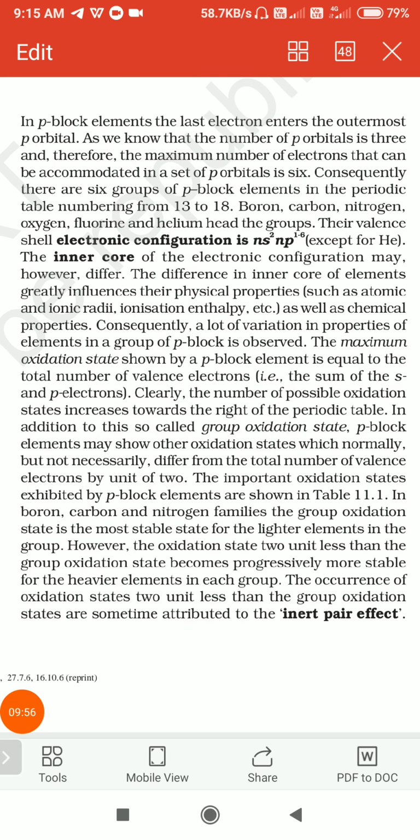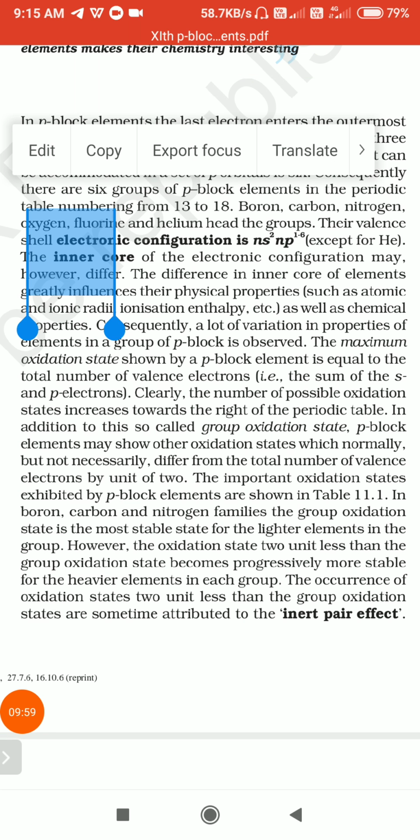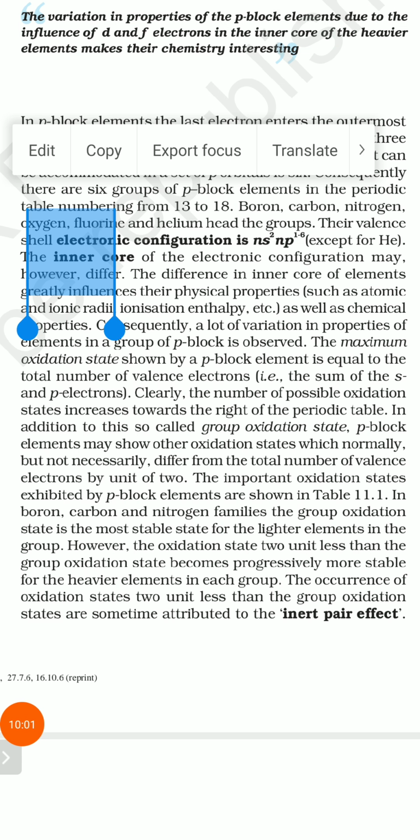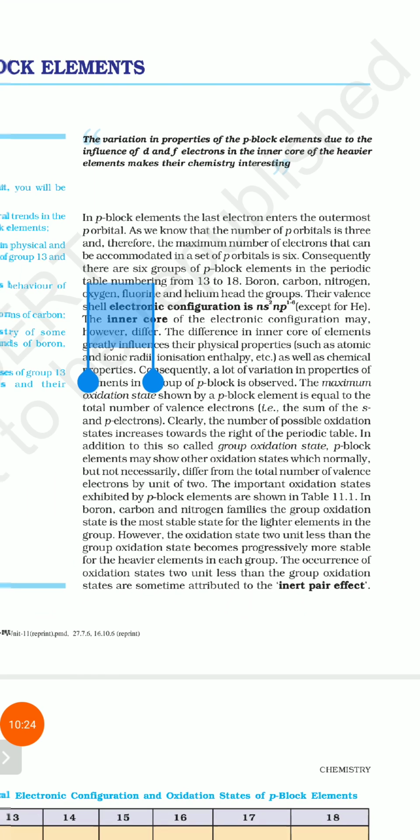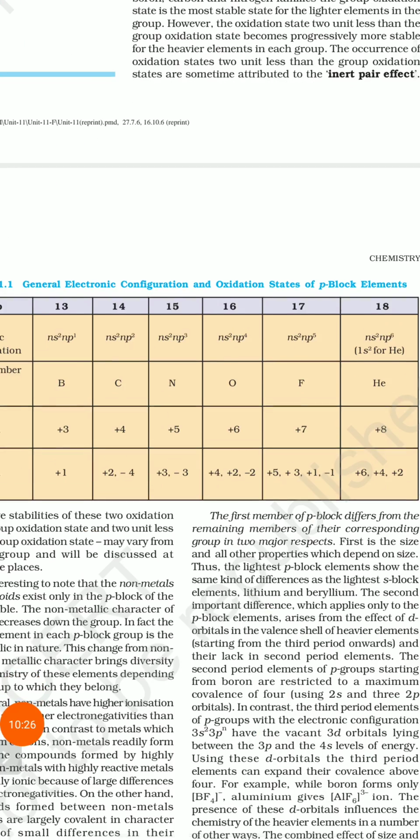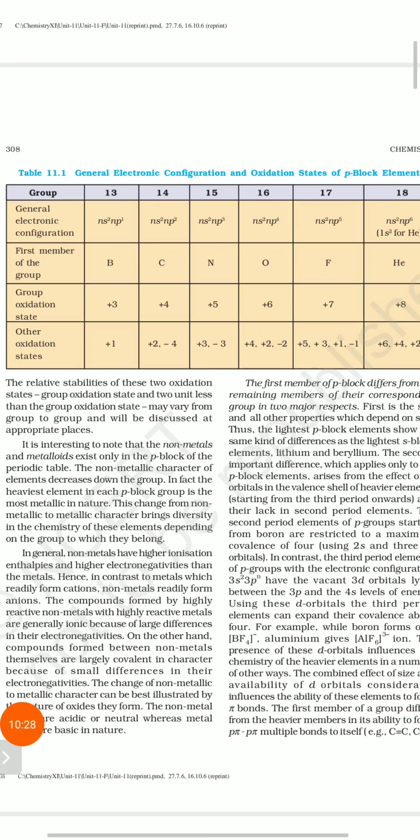Right. So for elements from the 13th group up to the 18th group, what oxidation state will they exhibit? The maximum oxidation state exhibited by the elements is equal to their group number. For example, for the 13th group elements, what is the maximum oxidation state? It is plus 3. Just look at the table here.